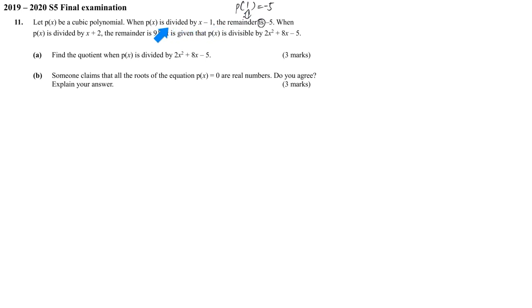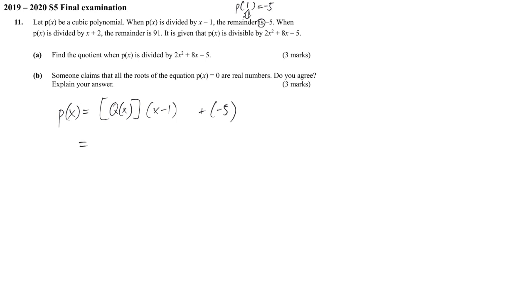Some of you try to build up p(x) by using this divisor and remainder. And then they say that p(x) is equal to q(x), the quotient, times x minus 1, and then plus the remainder, which is negative 5. I want to emphasize this is correct. It is a correct assumption to rebuild p(x).